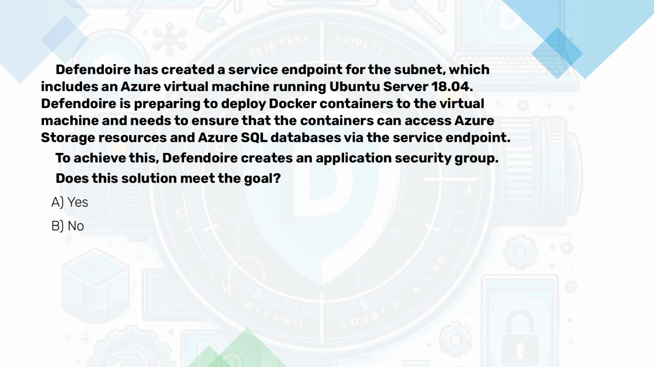We have created a service endpoint for the subnet, which includes an Azure virtual machine running Ubuntu server. We are preparing to deploy Docker containers to the virtual machine and need to ensure that the containers can access Azure storage resources and Azure SQL databases via the service endpoint. To achieve this, we create an application security group. Does this solution meet the goal? Okay, now pause the video here, have a bit of think, and then continue when you are ready. There is no need to create an application security group.